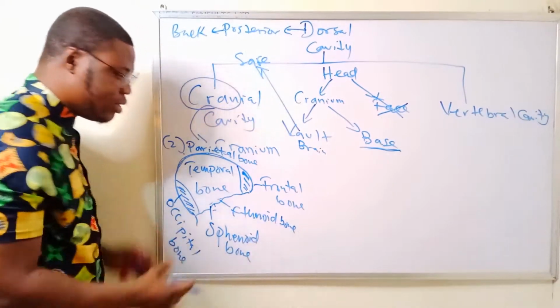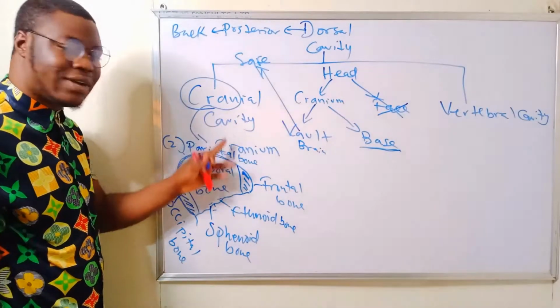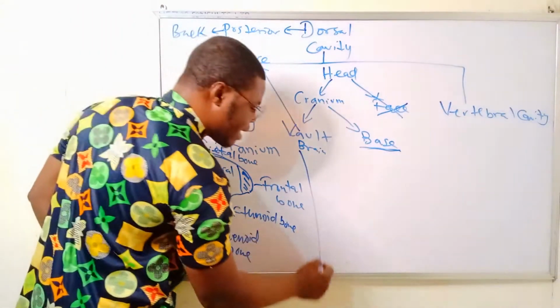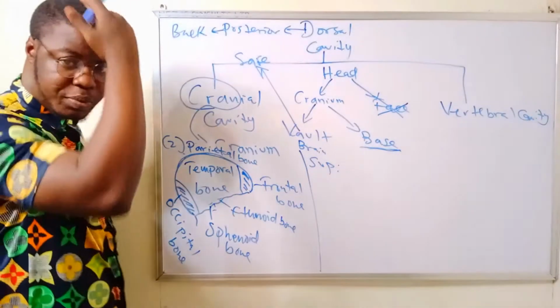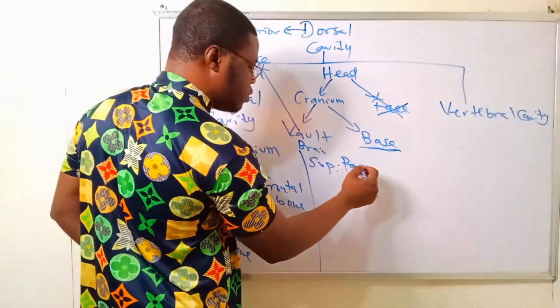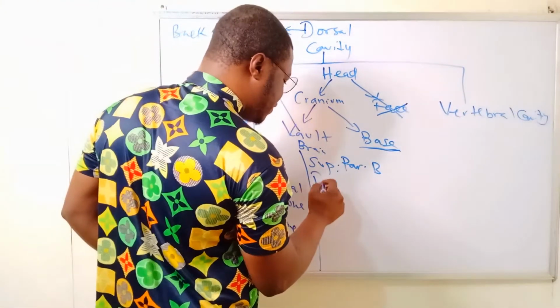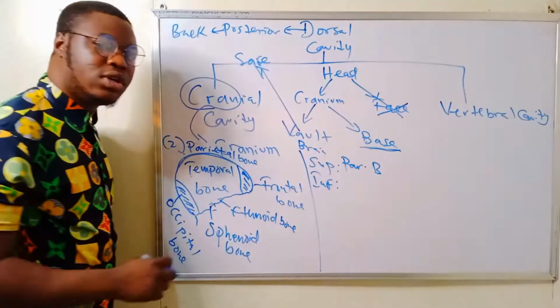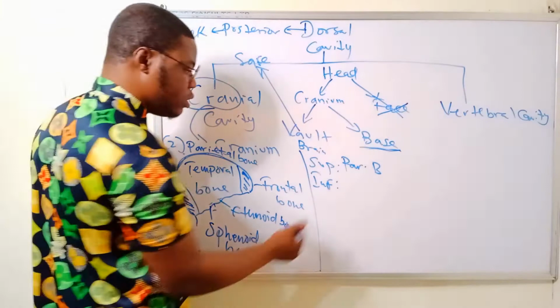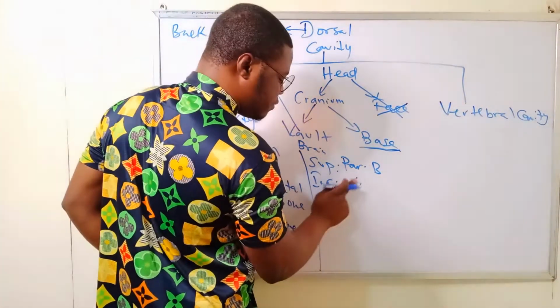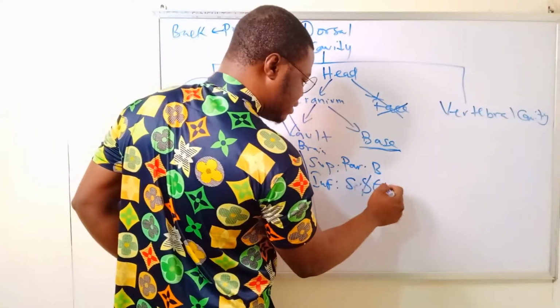So those are the structures in relation to the cranial cavity. So you will say the cranial cavity, superiorly, you have the parietal bones, two parietal. And now inferiorly, meaning below, the base, you will have the sphenoid and ethmoid bone.